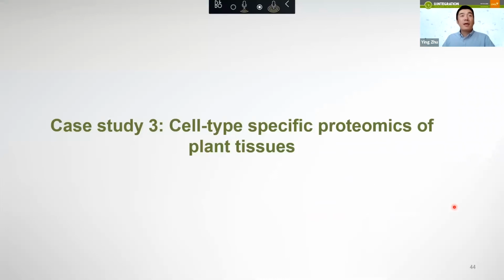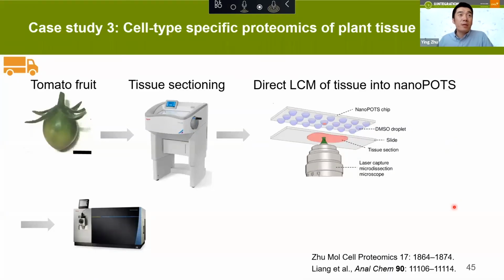The third case is a different way to do the tissue samples. We can start from plant fruit or plant leaf. The collaborator will collect all the tissue or organ from the plant and send it to us.